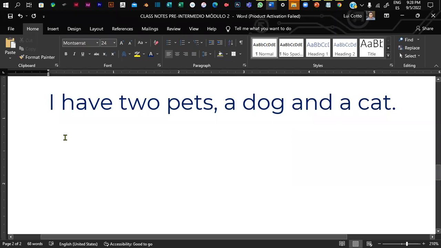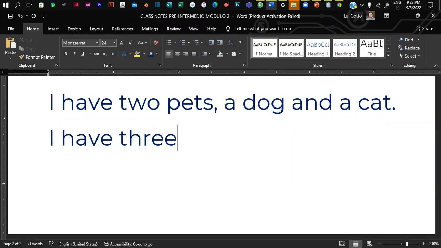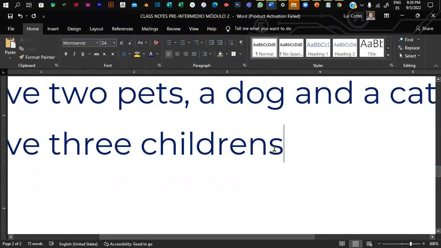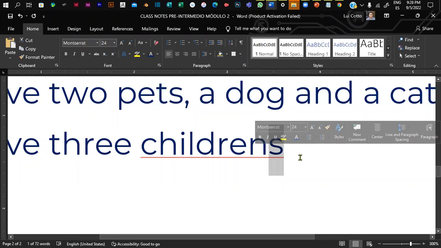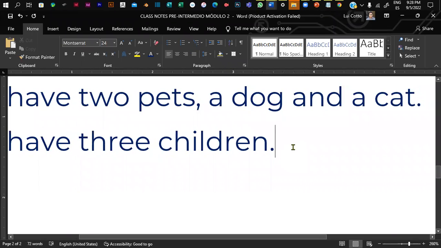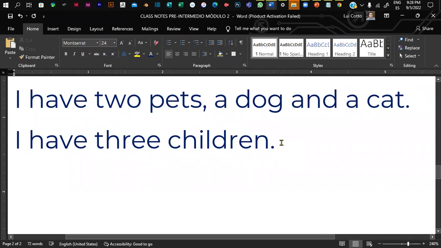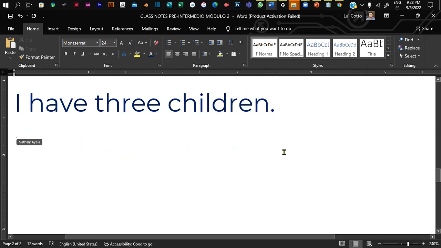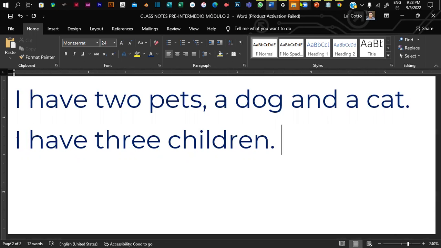Okay, good. Remember, when you have three, it is plural: three children, okay? But don't pronounce the letter S. Children is without S, sin la S. It's an irregular noun, un noun irregular, pero en plural. Okay, good. Okay, next.